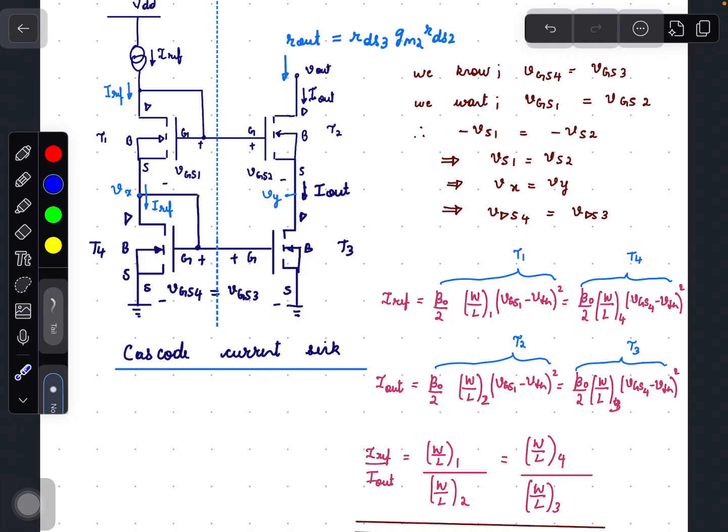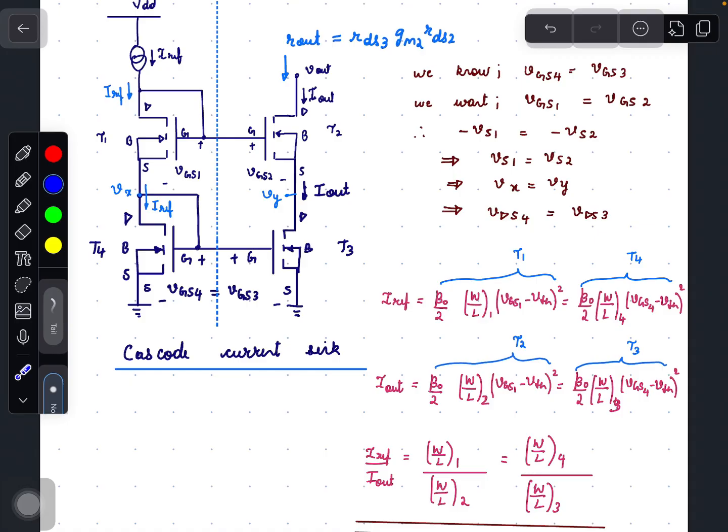Now take the current I out, which is flowing through T2 and T3. So I out equals beta naught by 2 into W by L of 2 into (VGS2 minus VTH) the whole square. Here I have written VGS2 to be equal to VGS1 because we have proved that here. This current will be equal to the current through T3, which is beta naught by 2 into W by L of 3 into (VGS4 minus VTH) the whole square. Here VGS3 is equal to VGS4, so I have considered VGS4 here.